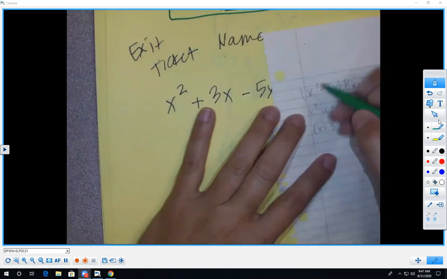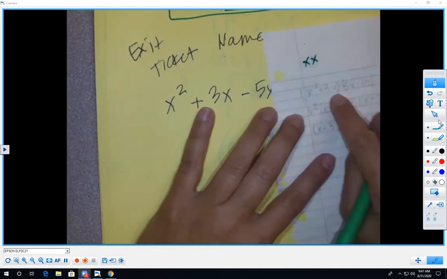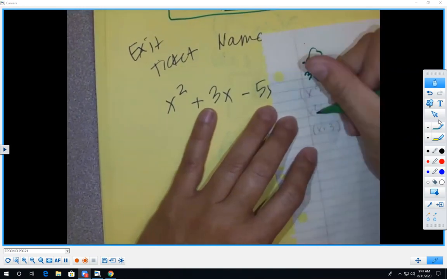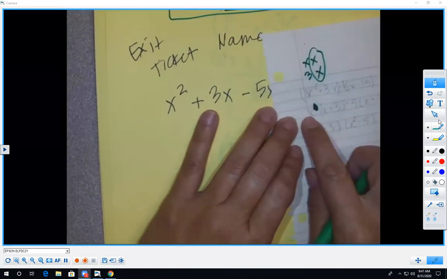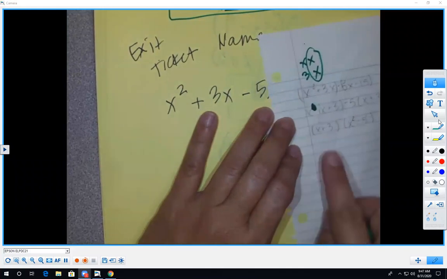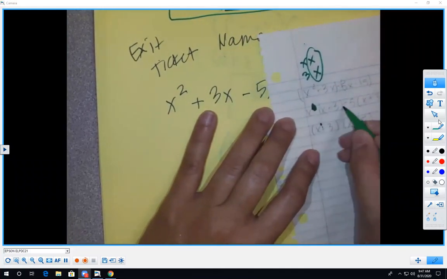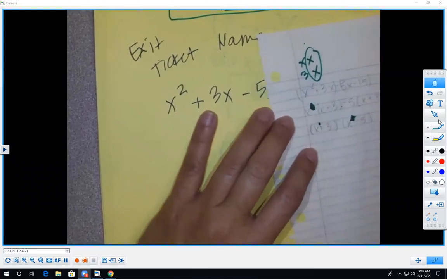So here, this X squared means two X's, and this 3X just means like one X. So you only have one X in common. So that should just be an X there. Okay, so just right there. And then your answer is just X plus 3, X minus 5. Does that make sense?